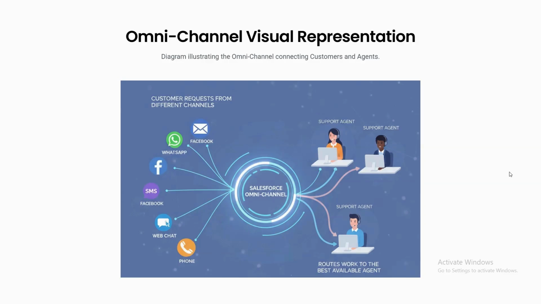Here we can consider Omnichannel as a middleman. It's like a middleman between the work and the agent. Work means customer requests coming from the different channels. So Omnichannel acts as a middleman between the customer request and the support agents, so that Omnichannel routes the work to the best support agent. Let's jump to the next slide to understand more deeply.